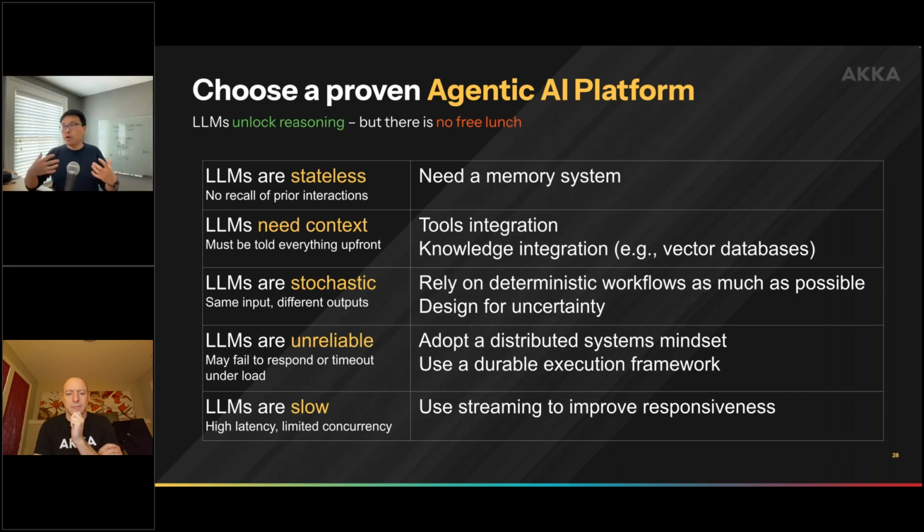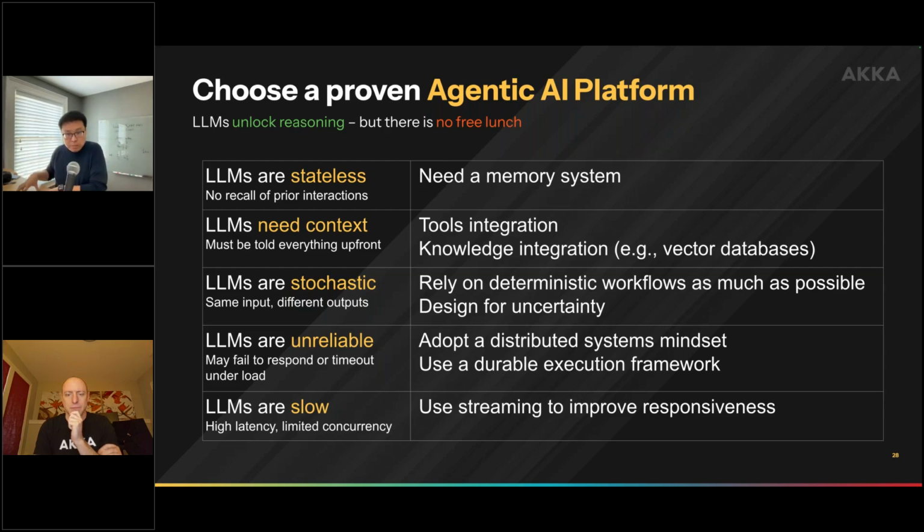So last thing I'll talk about is just choosing a proven agentic AI platform. So LLMs unlock reasoning, but there's no free lunch. We've talked about how LLMs are stateless. It has no recall of prior interactions, so you need a memory system. LLMs need context. It must be told everything up front, right? Or as part of that enrichment loop.